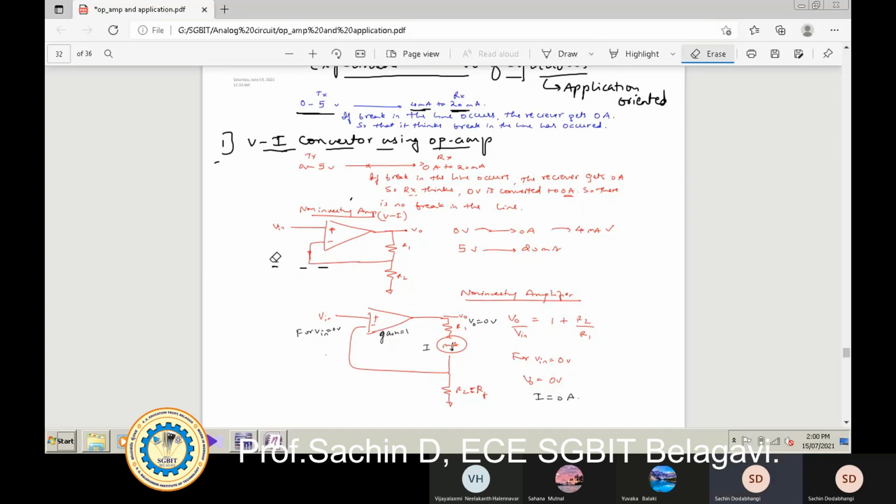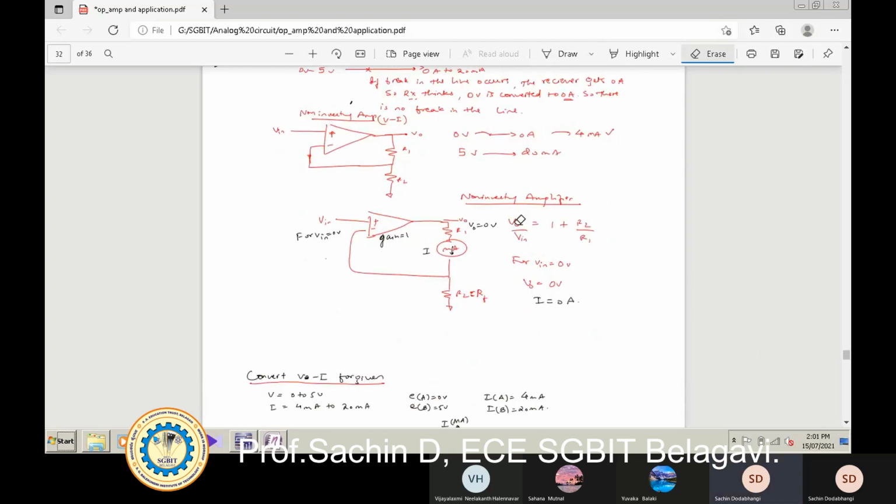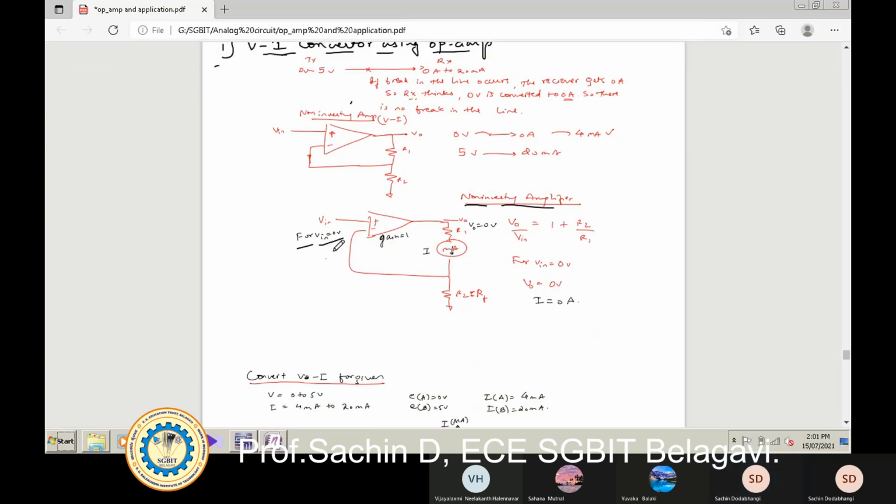Here you can see the non-inverting amplifier. This is my non-inverting amplifier. If the input voltage is 0 volt, you can zoom in, I have written it here, then what is the current flowing through this milliammeter? I am connecting a milliammeter here. The output current will be 0.